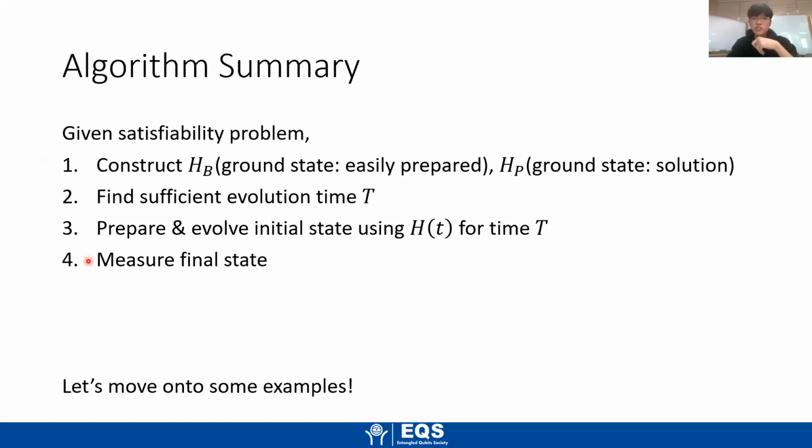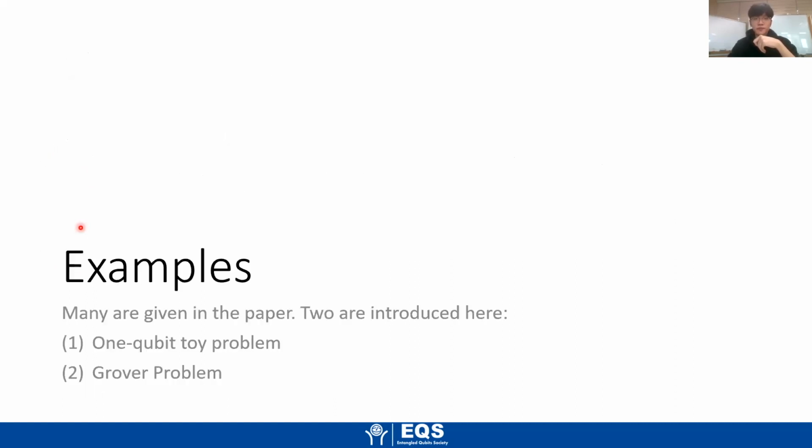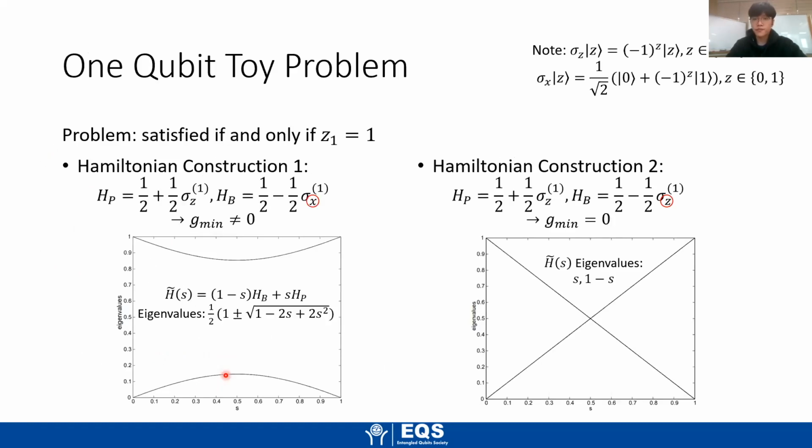And since we have some idea of how to solve some problems, let's actually try to solve some problems. There are many examples given in the paper, and I would like to only introduce two today. The first one is a toy problem, and the second one is the Grover problem. So let's consider a 1-qubit toy problem. This toy problem has only one clause and 1 bit. The clause is satisfied if and only if the bit is 1.